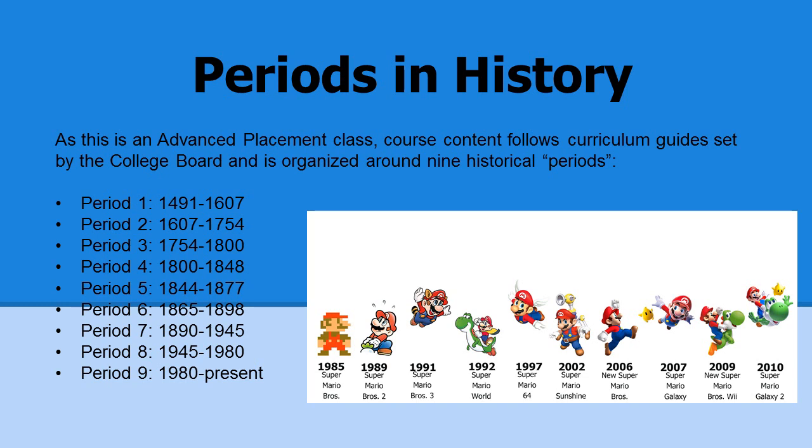Welcome to the first unit of AP US History. Okay, so history is divided by the advanced placement gurus into 9 periods. So here they are. We will follow the periods, but there may be several different units inside each period.